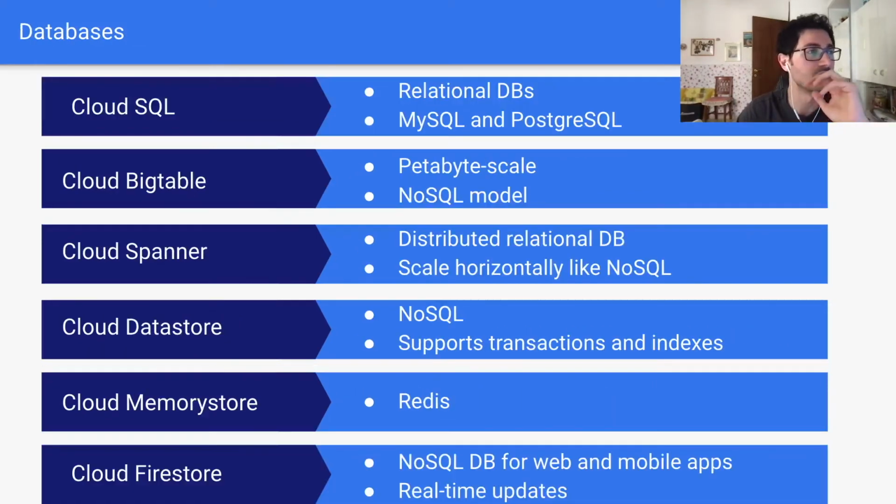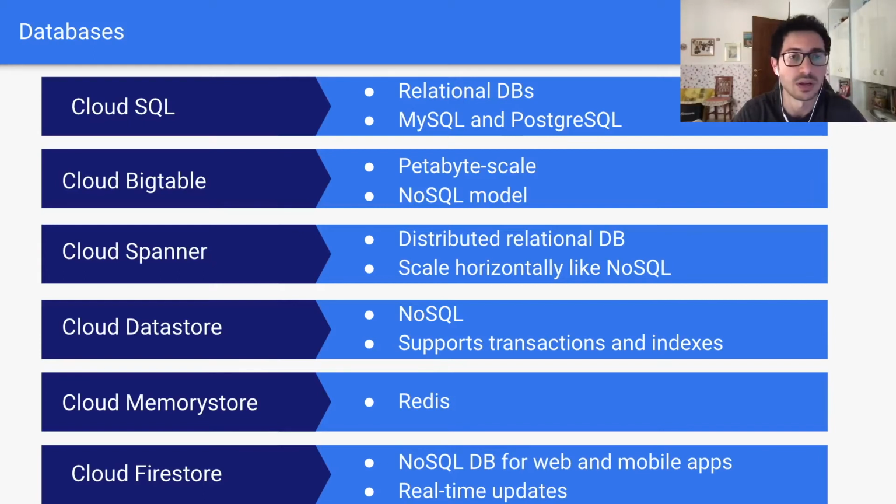But since I just anticipated them, let's talk about databases. There are so many database solutions because there are so many use cases. So let's review all of them with calm and try to understand them well. The first one is Cloud SQL. Cloud SQL basically provides a relational database. Actually, only MySQL and PostgreSQL are supported for the time being, but they are probably the most used.